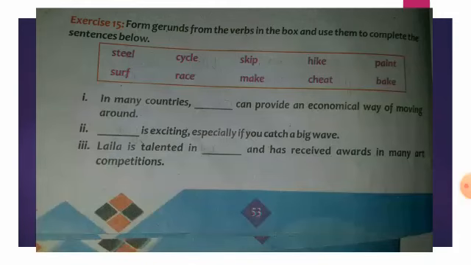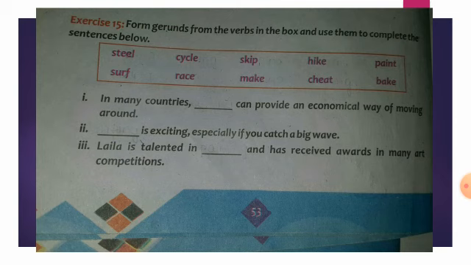Now, exercise number 15. Form gerunds from the verbs in the box and use them to complete the sentences below. Number 1. You have to find the gerunds and you have to use them in the sentences. In many countries, dash can provide an economical way of moving around. So, what will be? Cycling. Dash is exciting, especially if you catch a big wave. Surfing. Okay, surfing is basically in the ocean. It is a kind of ride.